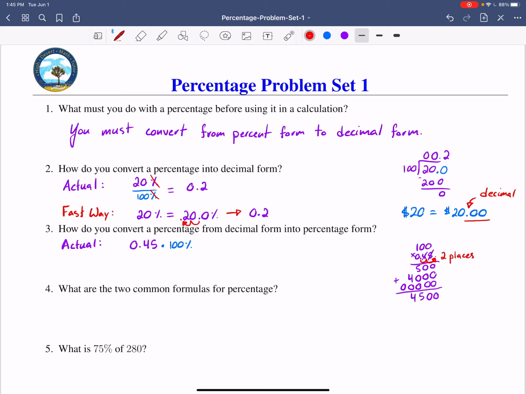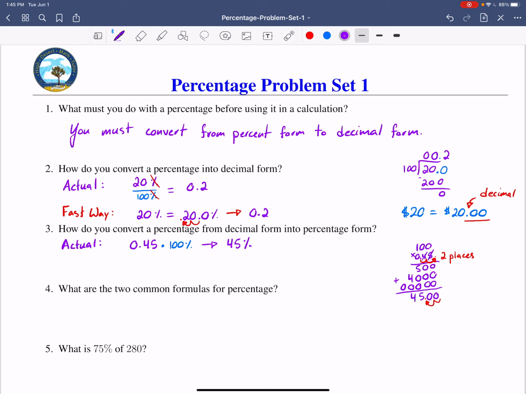So in our final answer, we're going to move it back to the left 2 places. And here we can see that 45% from decimal form, when it's back in percent form, that's the same as 45 with that percent sign. So that was the actual way of converting from decimal form back to percent form.